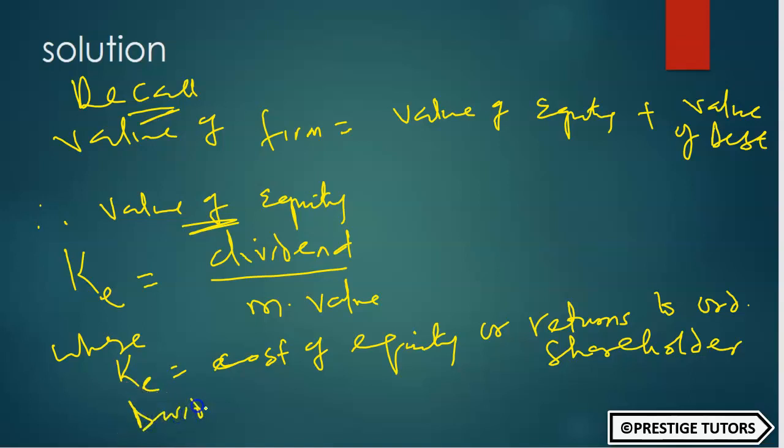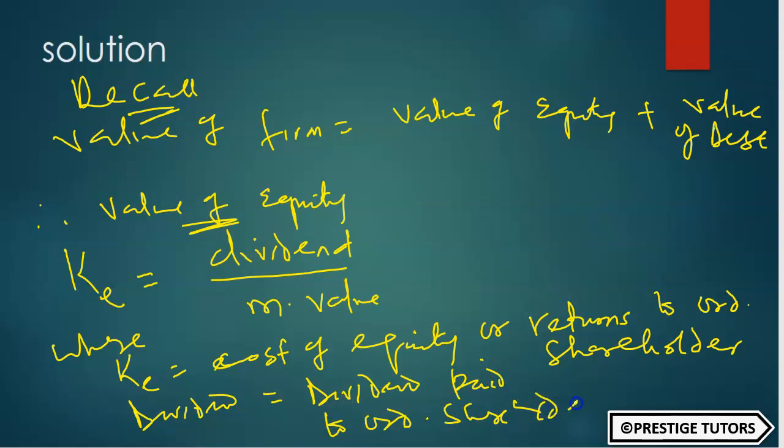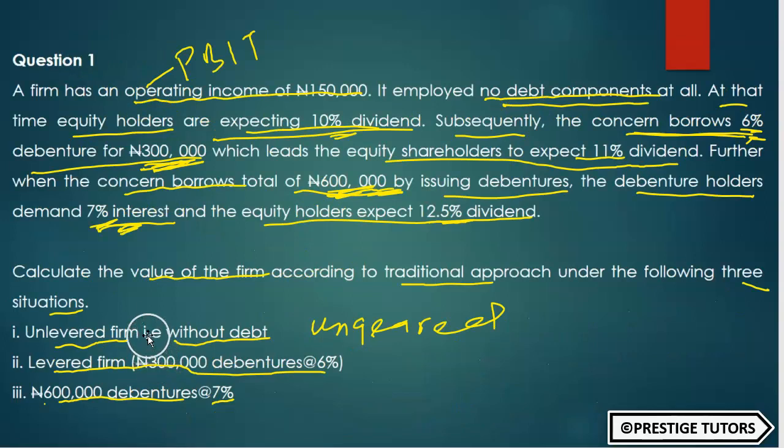Why dividend is what? The dividend paid to ordinary shareholders. KE is in what? Is in percentage. Why the market value is what? Is what we want to derive. Do we have cost of equity in our question? What is our KE? Cost of equity.